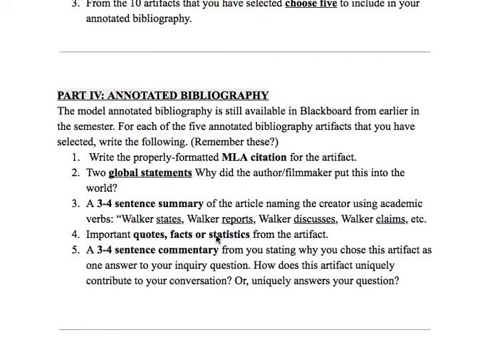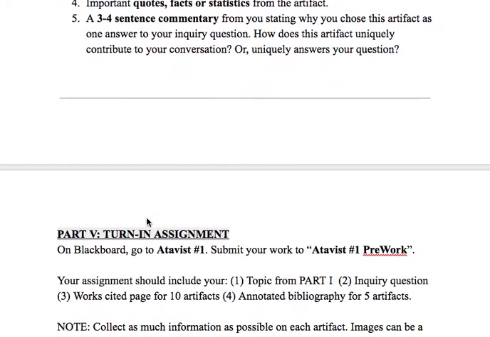Number 4, the 4th thing you include in that paragraph are the quotes, the facts or the statistics. And then the fifth thing, that the quotes or facts or statistics, things that are most important, powerful as far as answering your particular question. Okay. The fifth thing are the 3 to 4 sentence commentary, which essentially is you telling us how this particular artifact qualified for your project and how it answers your question in your opinion, right? Because that's the only reason it is in this list, is because in your eyes, this particular artifact is a response to your question. And you're just explaining to us in your own words why this particular artifact does a good job of answering that question for you.